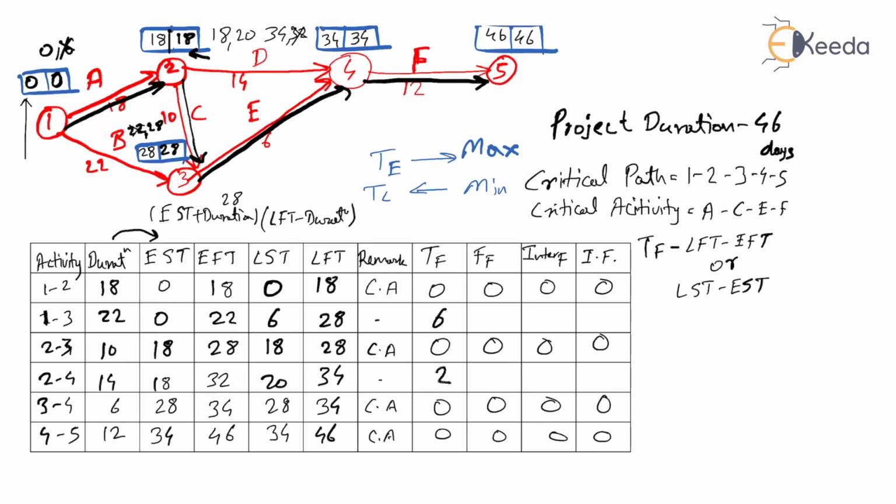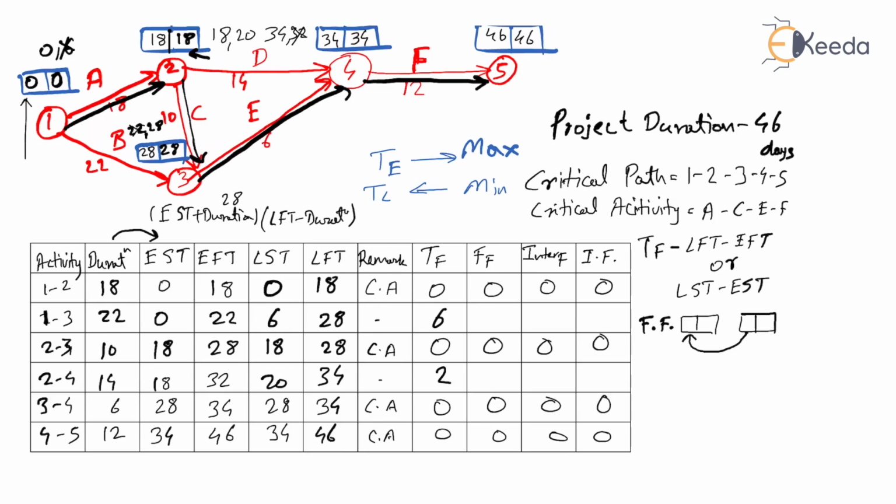Now by knowing this, let's find out your free float. How to find out free float? To find out free float, we can use a simple formula that I have come across. See, we have two activities, right? Two nodes. To find out free float, what we have to do? The first column of your succeeding activity minus the last column of your preceding activity.